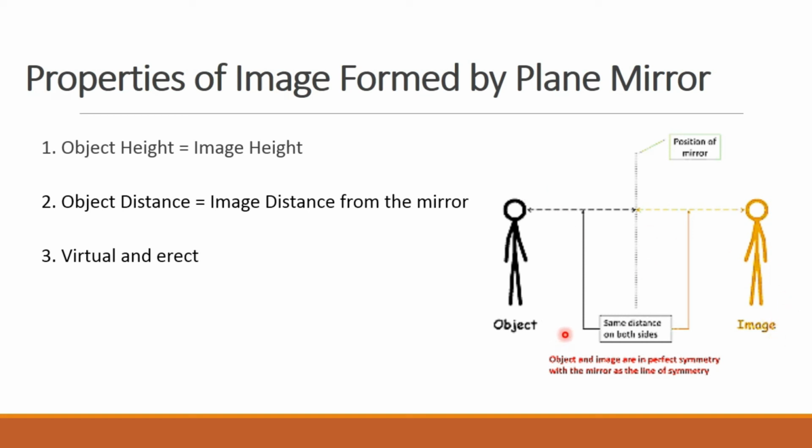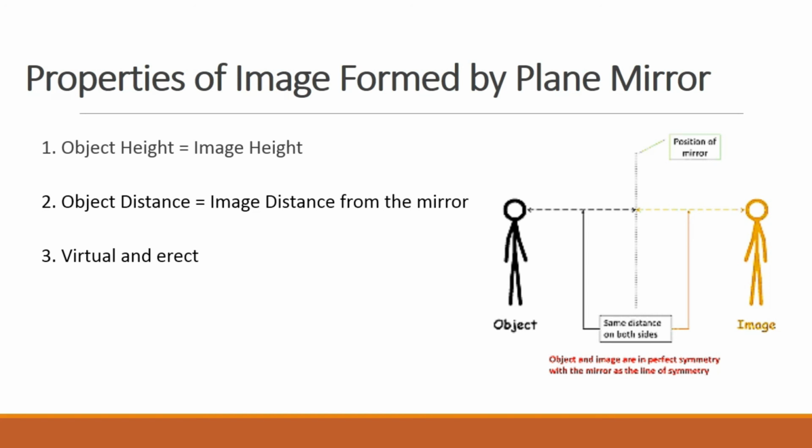Now the third property is virtual and erect. What is the meaning of virtual image? Virtual image means the image which cannot be obtained on a screen. That is, the image is what image? Virtual image. Erect image means that is the straight image. The image is forming here. If I keep a white screen here, we can't get the image on the white screen. That image is which image? Virtual image. If we are able to get image on the screen, that image is which image? Real image.